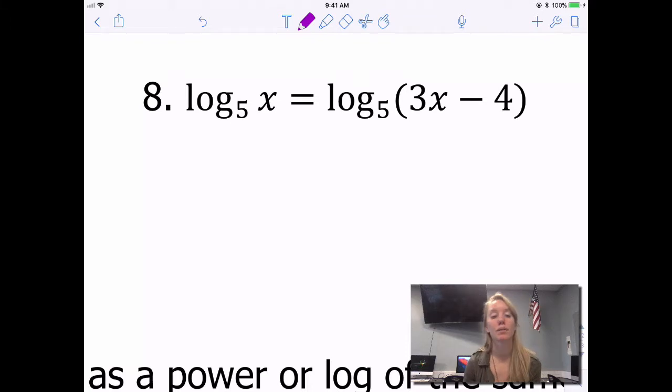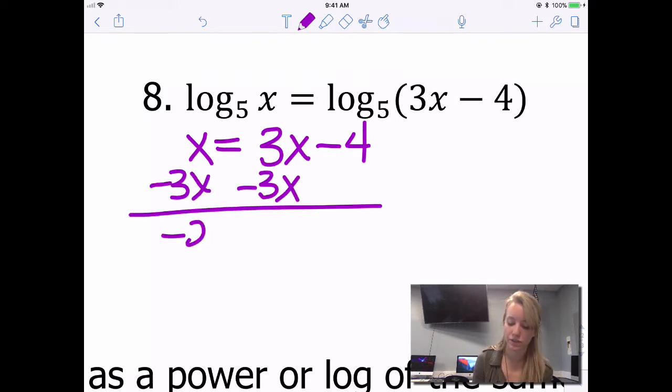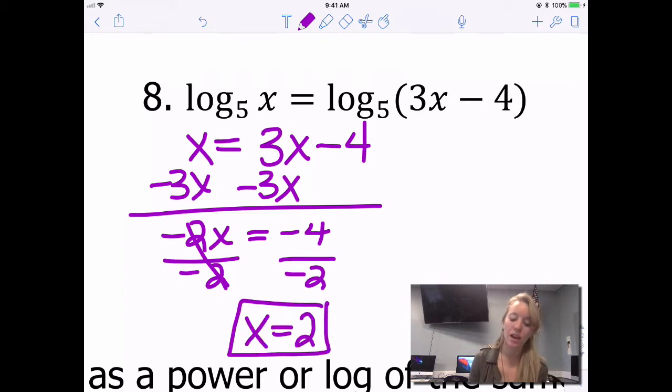And the last one, I've got log base 5 of x equals log base 5 of 3x minus 4. We already have log base 5 on both sides, so what has to be true is that x has to be 3x minus 4. If those are the same, then our entire equation is the same. Subtract 3x on both sides. Negative 2x equals negative 4. Divide by negative 2 on both sides. And x is 2.